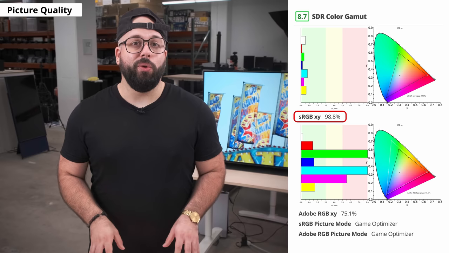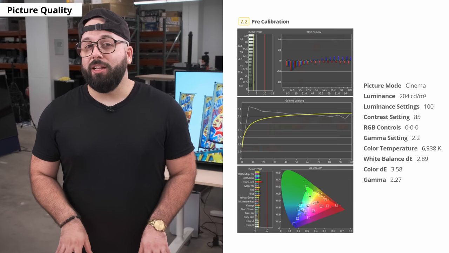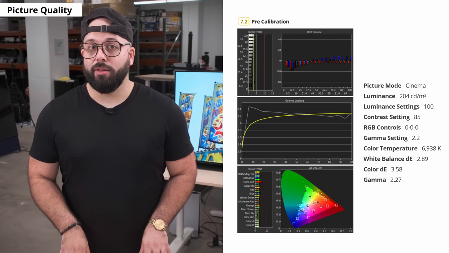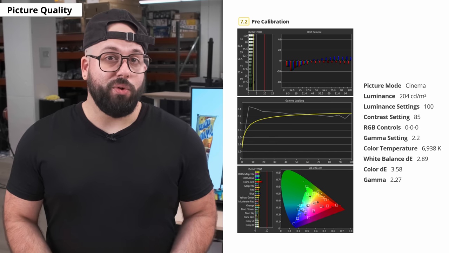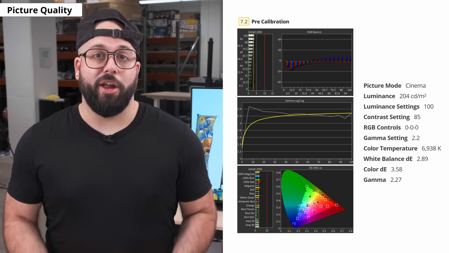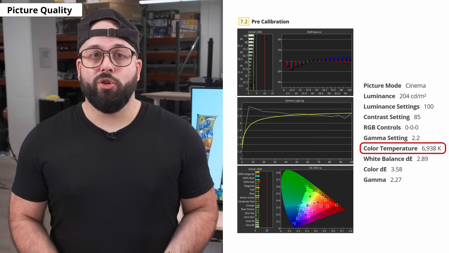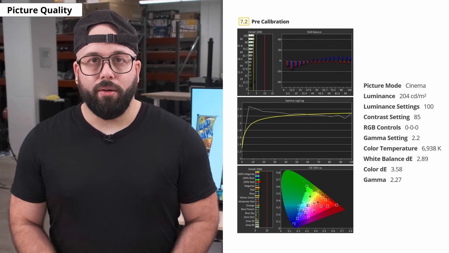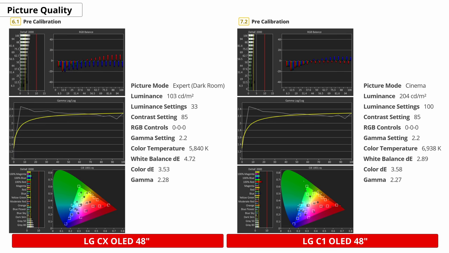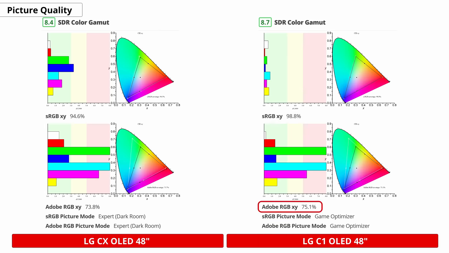You get near full sRGB coverage, and the calibration is decent out of the box. Most colors are a bit oversaturated because it's targeting a wider color gamut, and color temperature is slightly on the cooler side. The gamma is almost exactly like the C10, where most darker scenes appear too dark and bright scenes are too bright. The Adobe RGB coverage is good, but it might not be good enough for photography professionals.